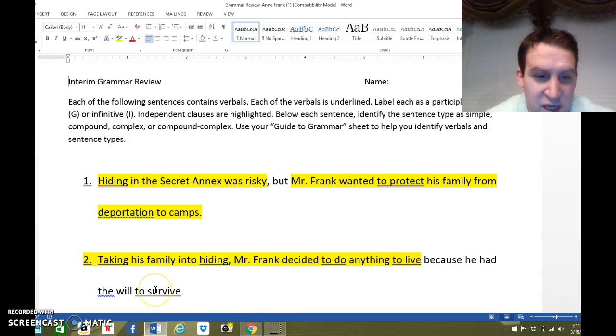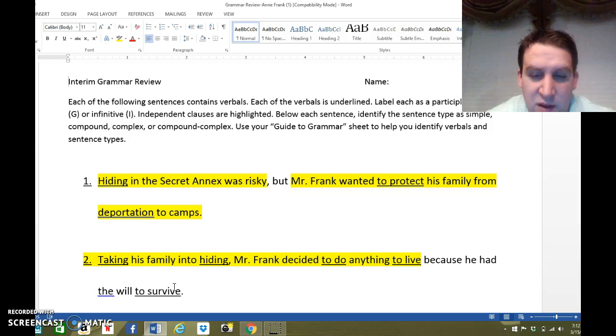And so the sentence reads, taking his family into hiding, Mr. Frank decided to do anything to live because he had the will to survive. All right, so let's start first. We're actually going to work backwards here, and let's go with the easiest ones. Obviously, in the second part of the sentence after the comma, we've got to do, to live, and to survive.